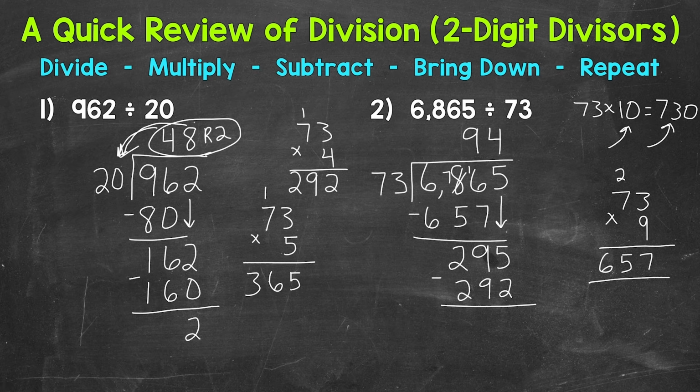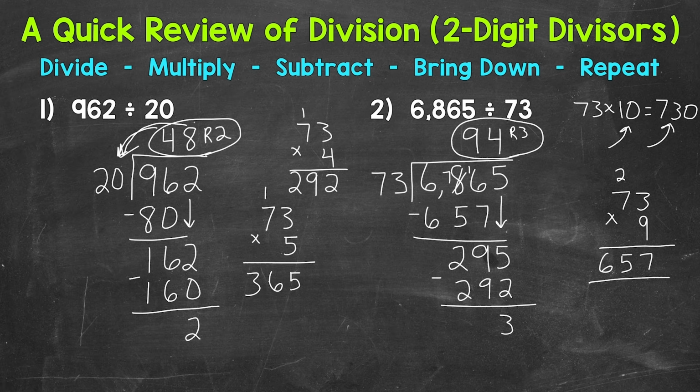Subtract. 5 minus 2 is 3. And then we have 9 minus 9 is 0, and 2 minus 2 is 0. After subtracting, we bring down. We went all the way over to the ones place. We do not have anything else to bring down, so that 3 is our remainder. So we get 94, remainder 3, for our final answer.